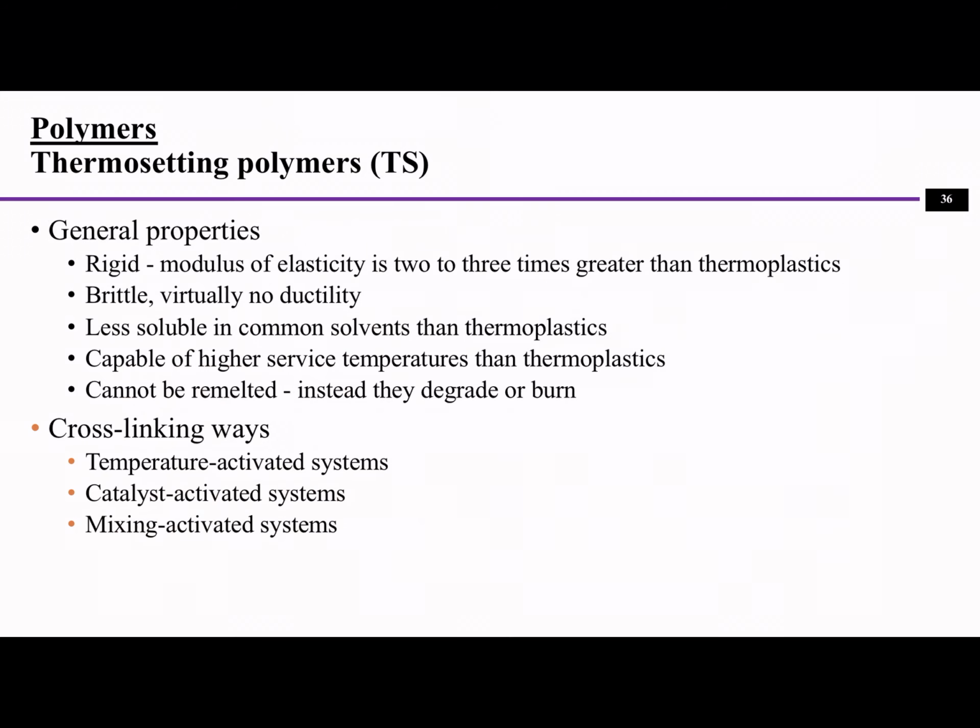So general properties of thermosetting polymers: usually they are rigid, brittle, with virtually no ductility, and less soluble in common solvents than thermoplastics. So they cannot be remelted. Instead, they degrade or just burn. But they can operate at relatively higher surface temperatures than thermoplastics.